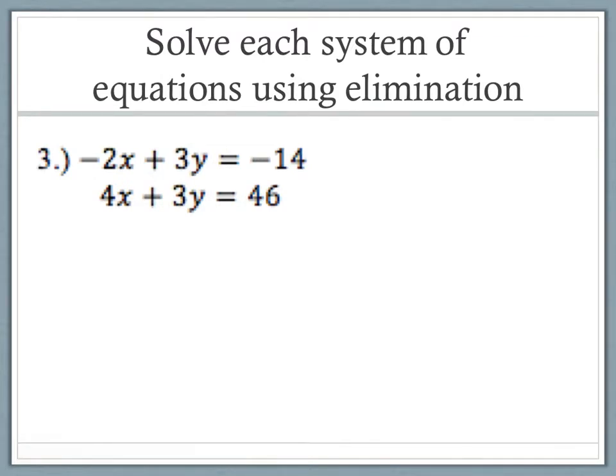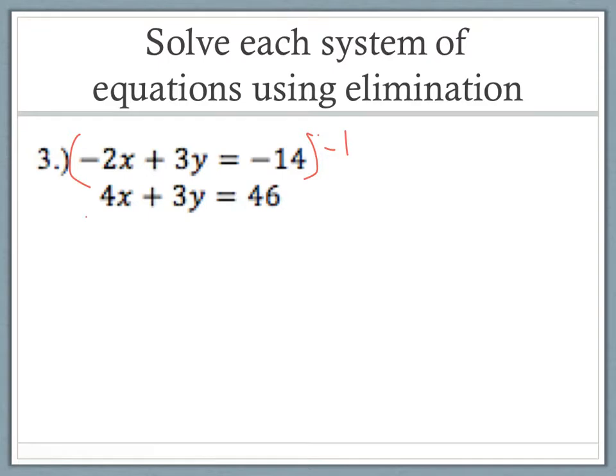If I take a look, I know that I have a negative 2x and a 4x, and then I have 3y and 3y. So I'm going to need to multiply one of the equations by something. I could either multiply the top one by 2, or I can multiply either of these by a negative 1. I'm going to actually do the y ones. So I'm going to multiply the top one by just a negative 1.